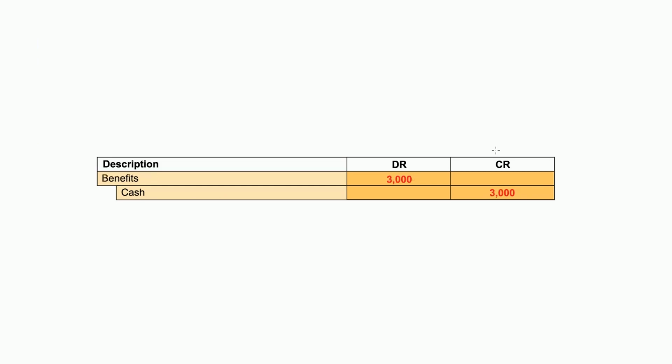The next transaction is the city paid $3,000 in miscellaneous benefits to employees. So we have benefits going out the door. There's your debit, it's kind of like an expense, and we credit cash. All right, the next transaction that we're going to see is the city incurred $16,000 in administrative expenses. Well, you debit administrative expenses, there's your charge, and you credit accounts payable in this case.